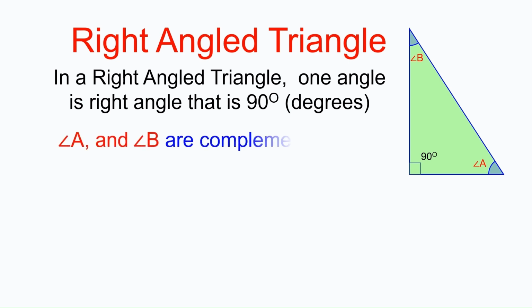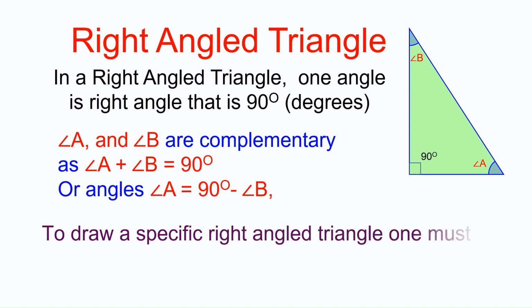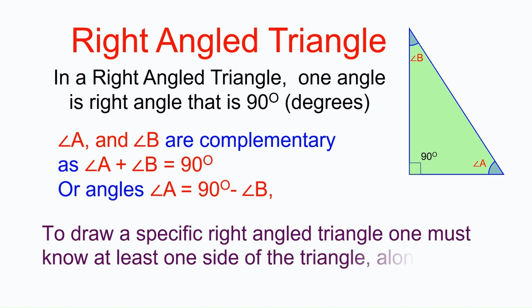The angle A and the angle B are complementary, as angle A plus angle B equals 90, or angle A equals 90 minus angle B. To draw a specific right-angled triangle, one must know at least one side of the triangle, along with angle A.